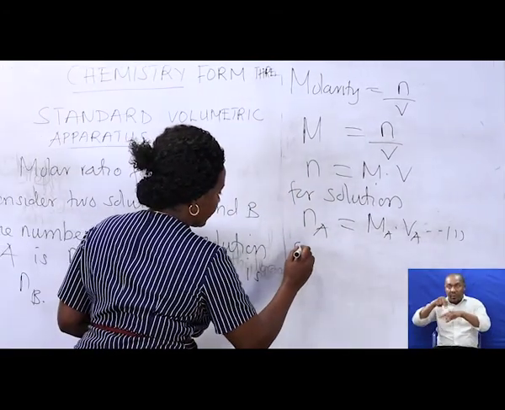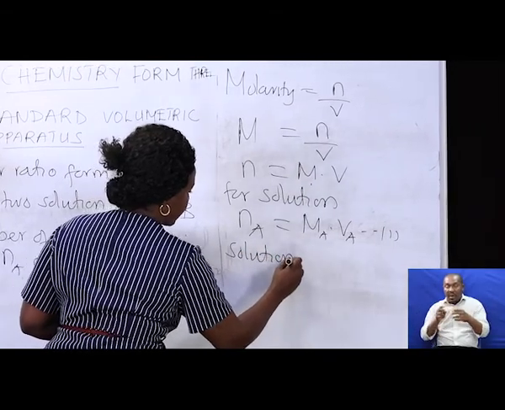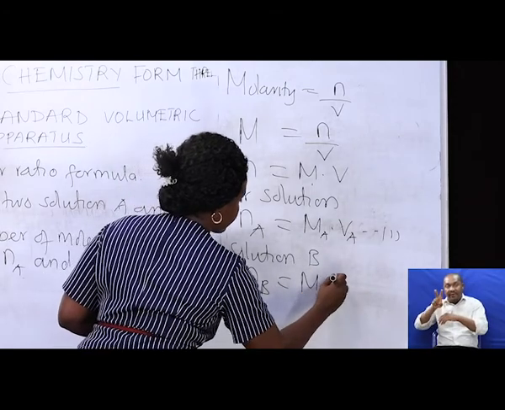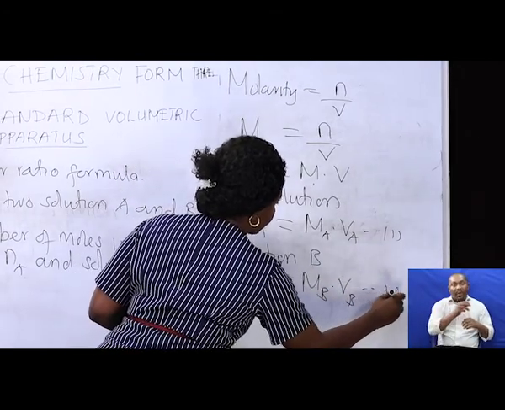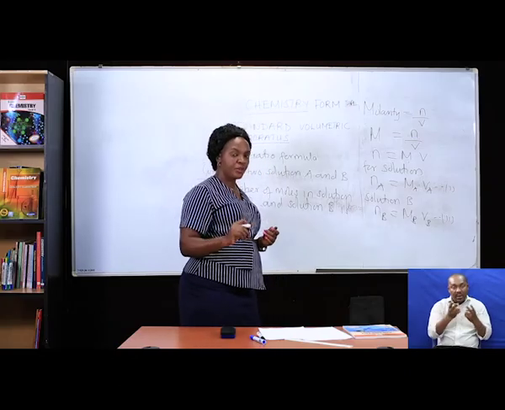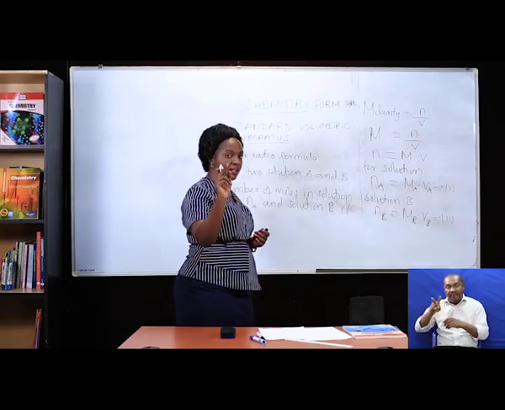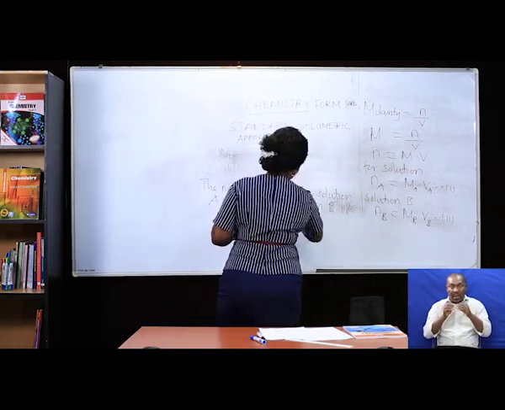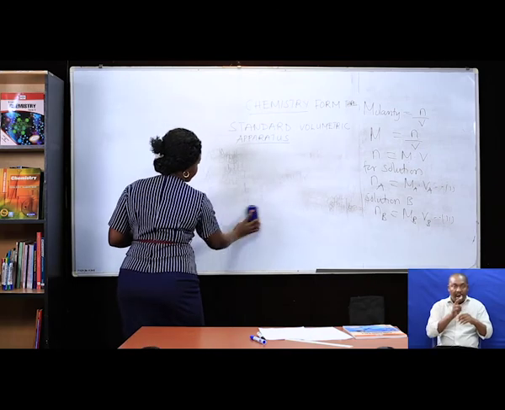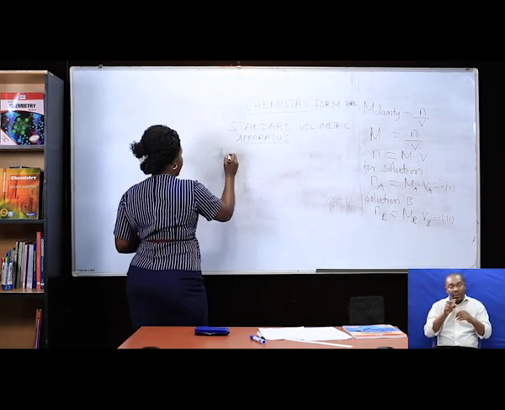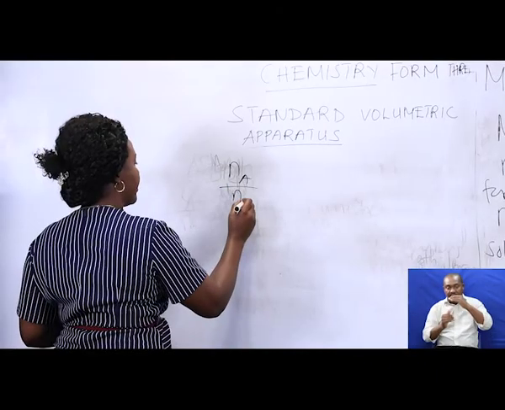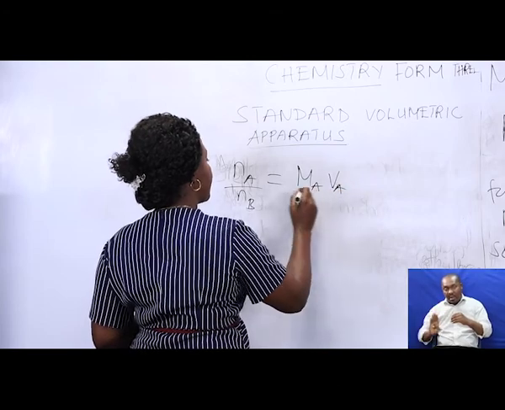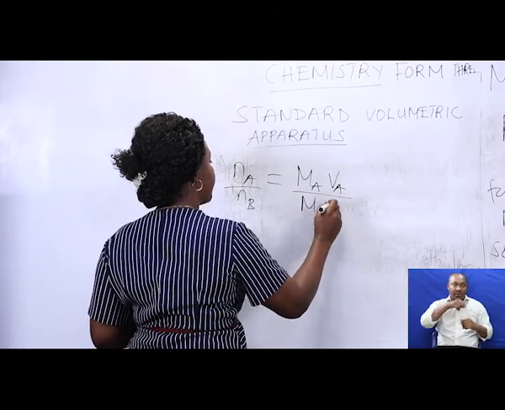For solution B, number of moles for B will be equal to molarity of B times the volume of B. Call it the second equation. Then find the ratio between number of moles for solution A and B. If you are looking for the ratios, I will divide the number of moles for solution A over number of moles for solution B. Therefore, Na over Nb will be equal to molarity of A, volume of A, divided by molarity of B, volume of B.